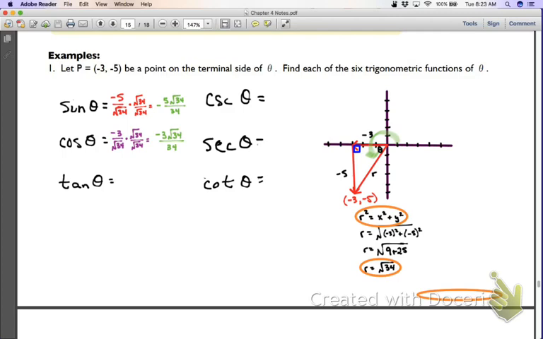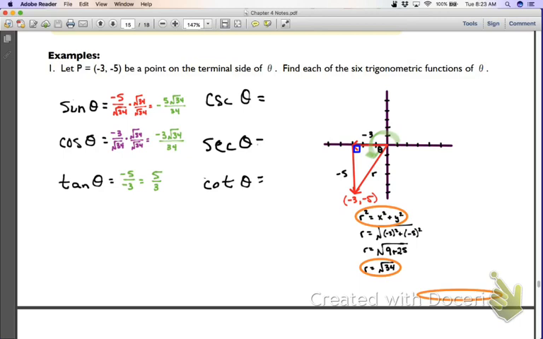Tangent's simple, because it's just sine over cosine, or y over x. So -5 over -3 is just going to give me 5 over 3.